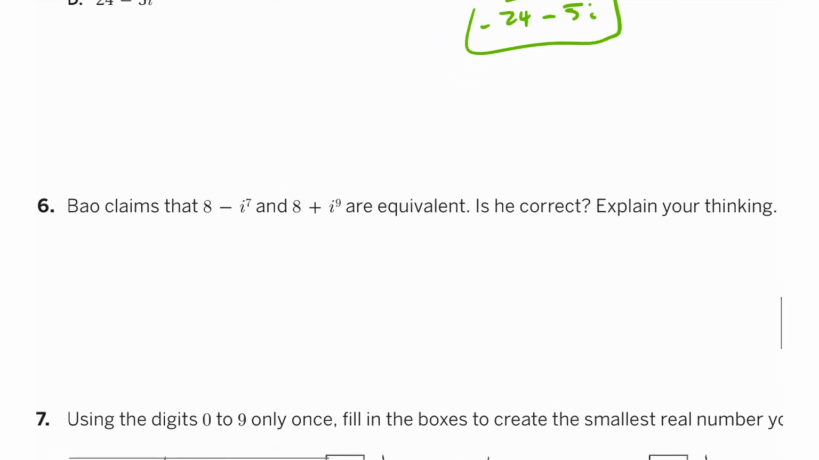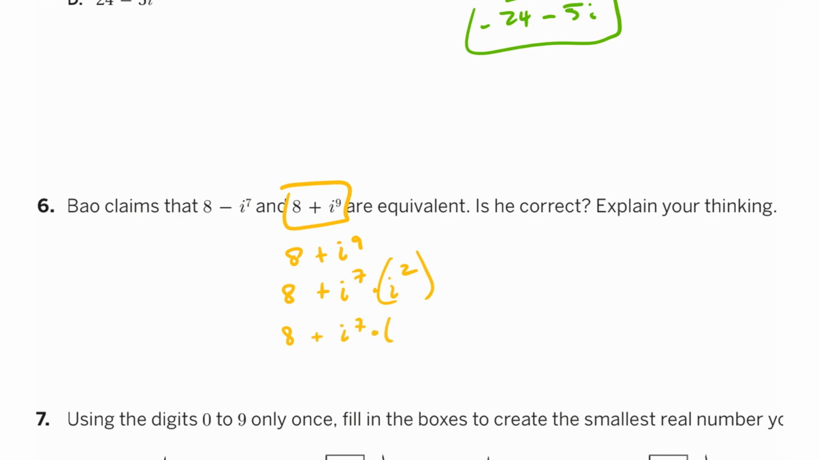The reason that I would do that is because if I take this second one here, 8 plus i to the power of 9, that's the same thing as 8 plus i to the power of 7 times i squared, because it's breaking down i to the power of 9 here. And I know that i squared is just equal to negative 1. So 8 plus i to the power of 7 times negative 1, which ends up becoming 8 minus i to the power of 7, which is what we said that they are equivalent to.